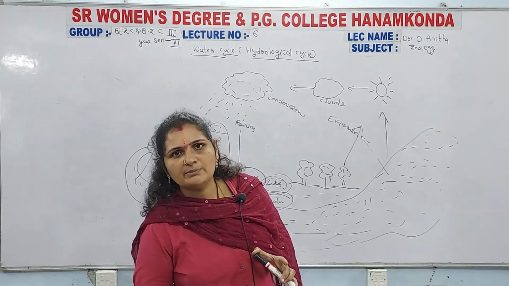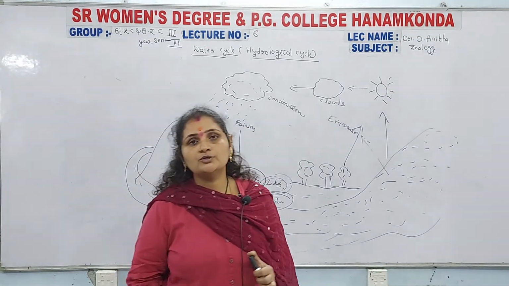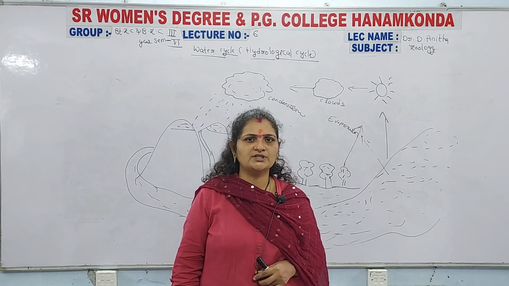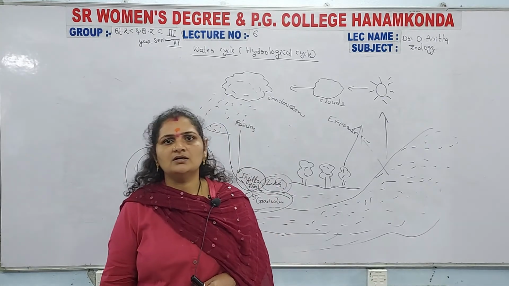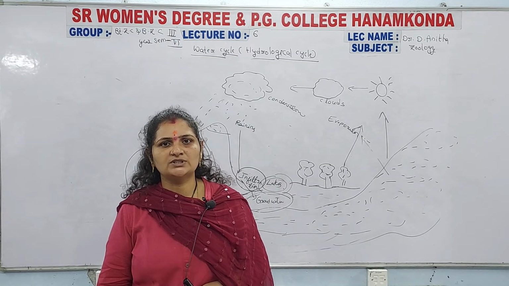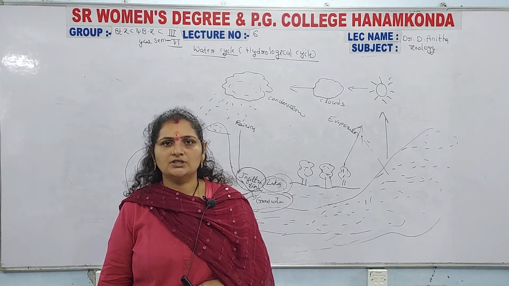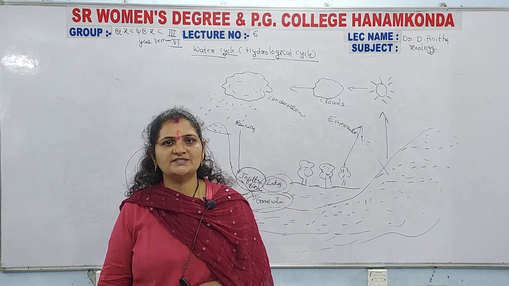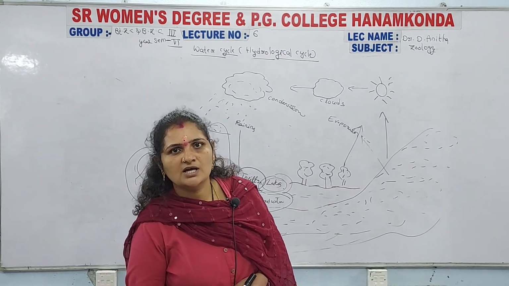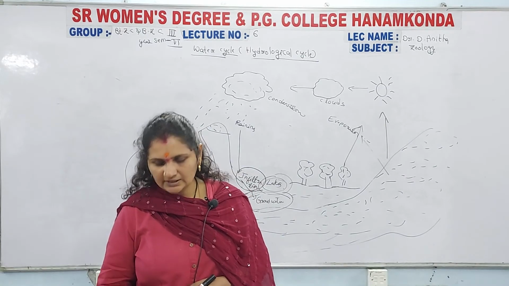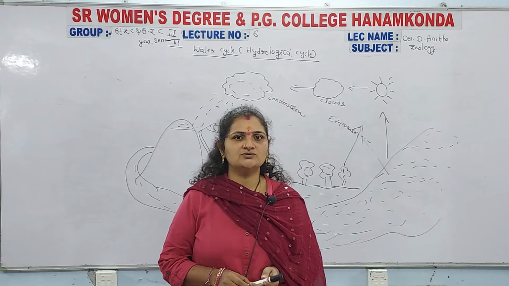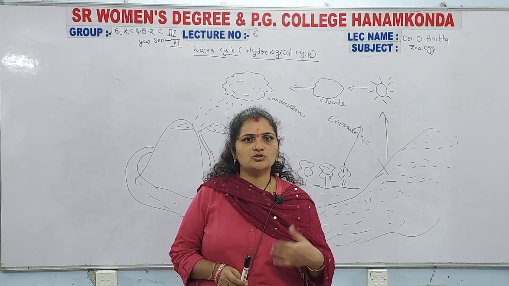Carbon also comes under the macronutrients, the same as nitrogen, which is also a macronutrient. So till today we have completed the essential nutrient cycles: the carbon cycle, yesterday the nitrogen cycle, and the water cycle is also over. So today's topic is completed.